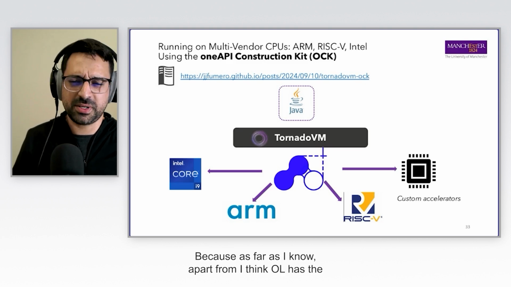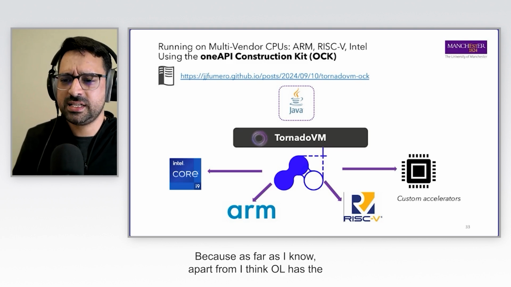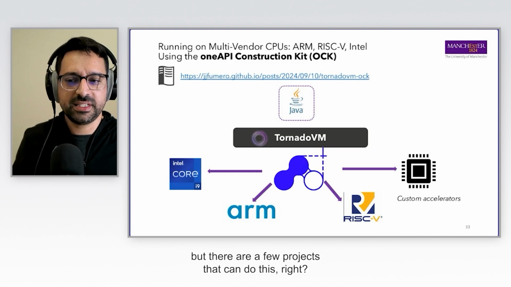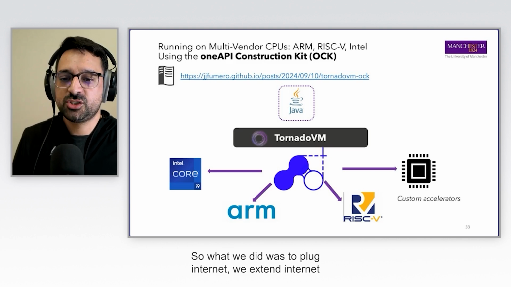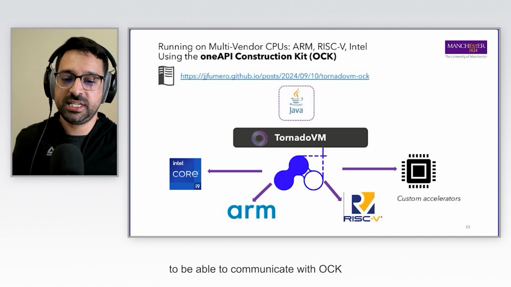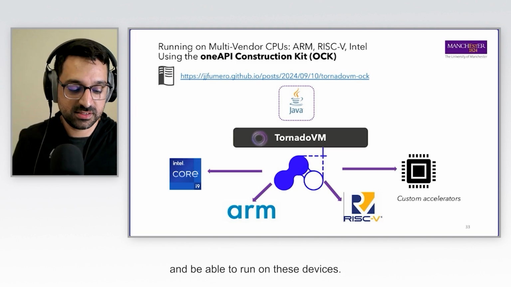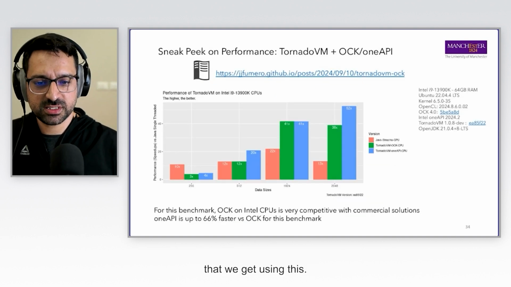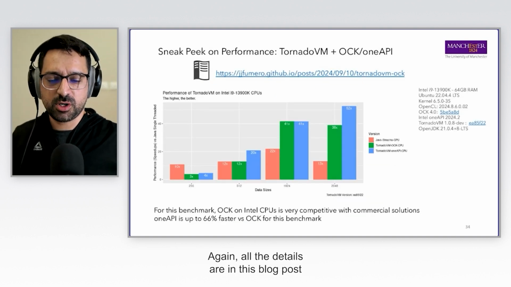Because as far as I know, apart from PoCL, which I think has the ability to run on ARM, not sure if RISC-V, there are a few projects that can do this, right? So what we did was to plug in Tornado. We extended Tornado to be able to communicate with OCK and run on these devices. And I'm gonna show you a sneak peek on the performance that we get using this. Again, all the details are in this blog post.